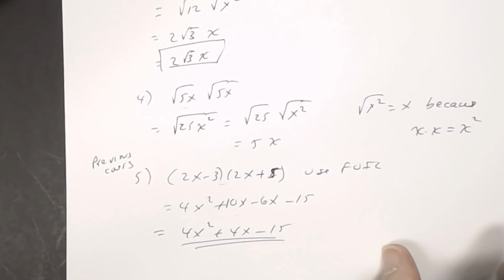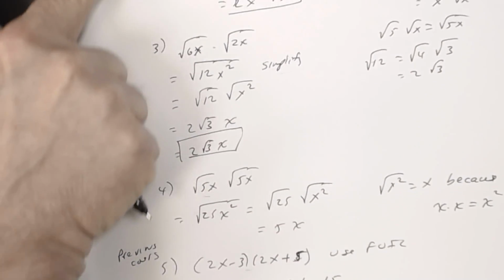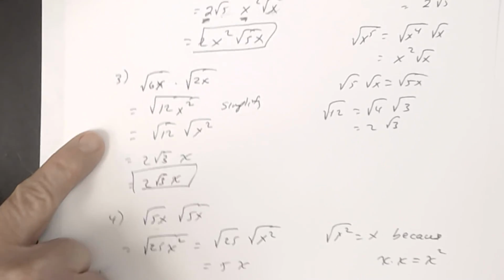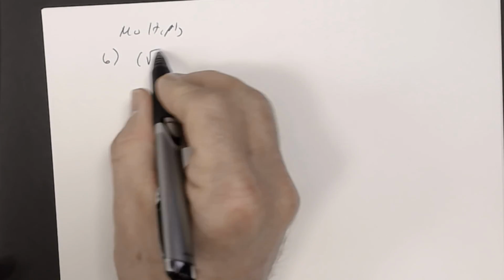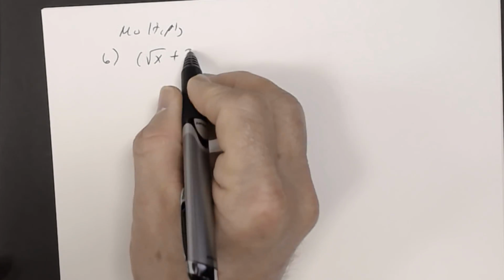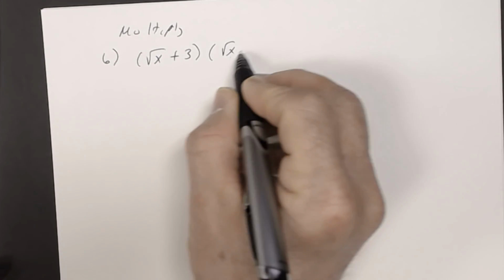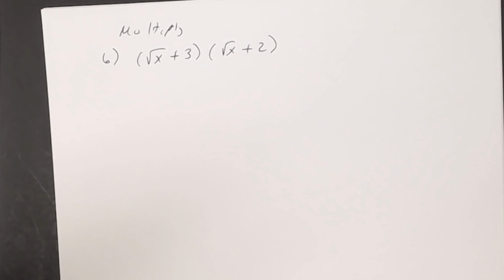All right, now let's look at this. We're going to use everything we just saw, 1 through 5, as our background for what we're about to do now. So this will be number 6. The direction is going to say multiply. Suppose I had the square root of x plus 3 times the square root of x plus 2.